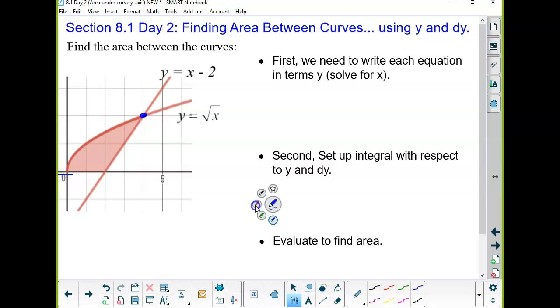What if I focus on the y values? So look at this line right here. This is the equation at y equals 0.